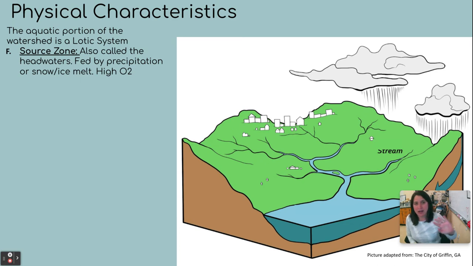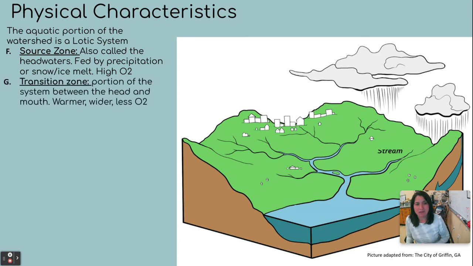Usually our source waters, our headwaters, tend to be really high in oxygen. They're cold, they're narrow, the water is usually fast moving. There's not a lot of productivity up there. There's not a lot of plants, so there are fewer fish. But we know trout prefer highly oxygenated waters like that, so it's a good place to go look for trout.